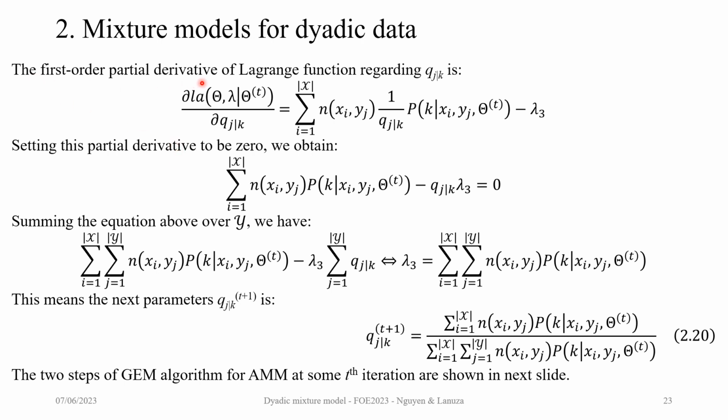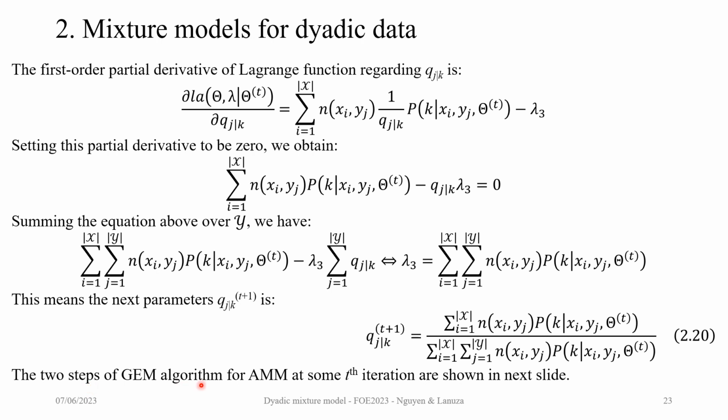The first order partial derivative of the Lagrangian function regarding qjk is here. Setting the partial derivative to be 0, we obtain, summing this equation above over y, we have this. This means that we have lambda 3. This means the next parameter qjk plus 1 is specified by equation 2.20.